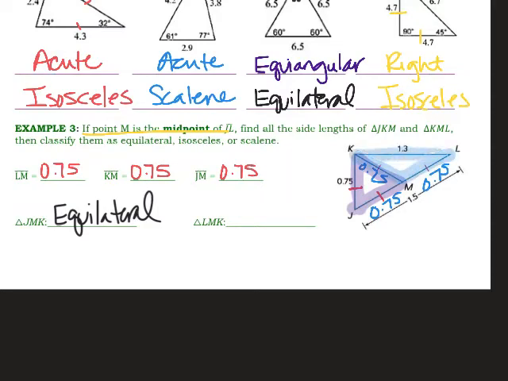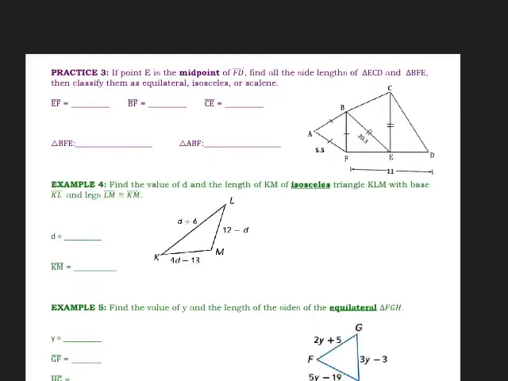Now, the next triangle we're looking at is triangle LMK. How many sides are equal here? 2. So what type of triangle has 2 equal sides? Isosceles. All right, if we go over to the back side, I'm going to have you guys try one. Now, keep in mind that that midpoint piece was important because that's what allowed me to find some missing measurements, okay? All right, let's look at practice 3.